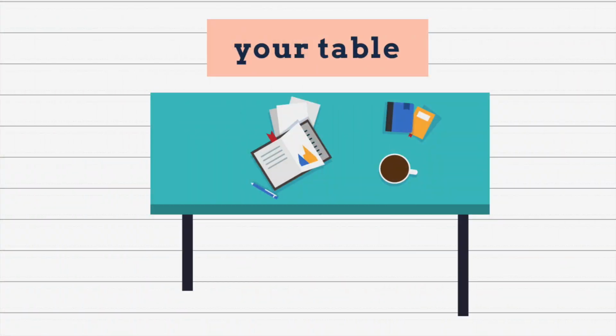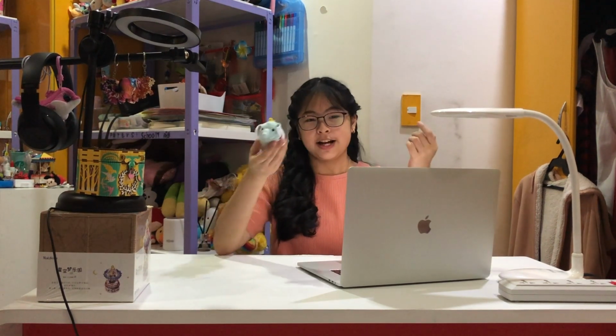The first example is your table. It's a very simple thing, and you know that there's stuff on your table. For example, this stuffed toy that I have right here, I can place it on this table and I can say that no matter what happens, no matter what time it is until I come back to this, the stuffed toy will remain here.